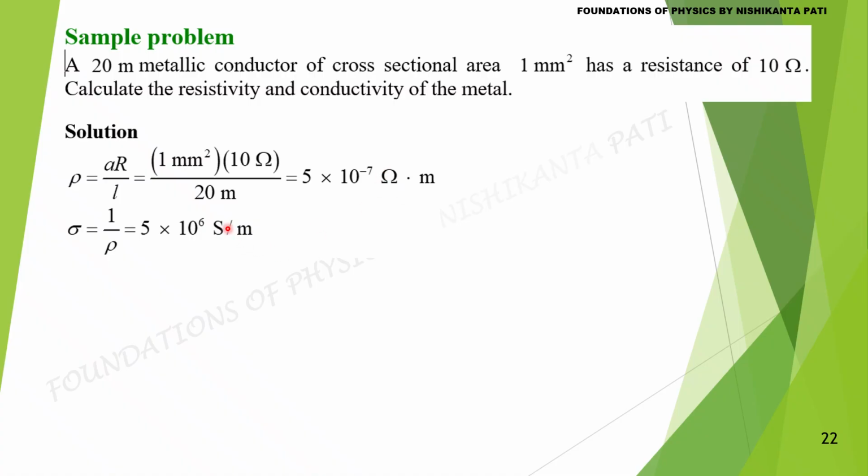1 by ohm is called Siemens. Its symbol is capital S. Siemens is the SI unit of electric conductance.